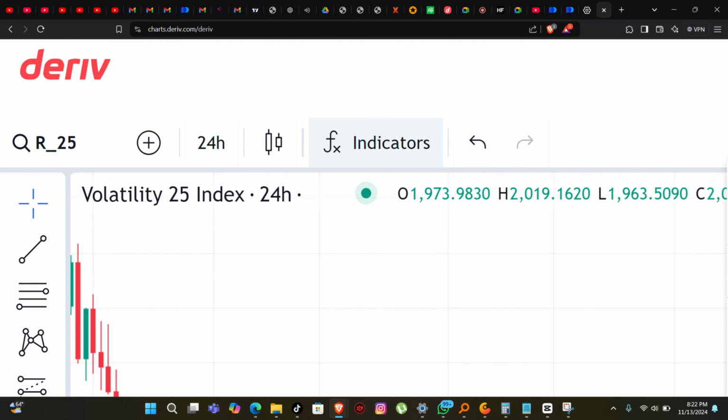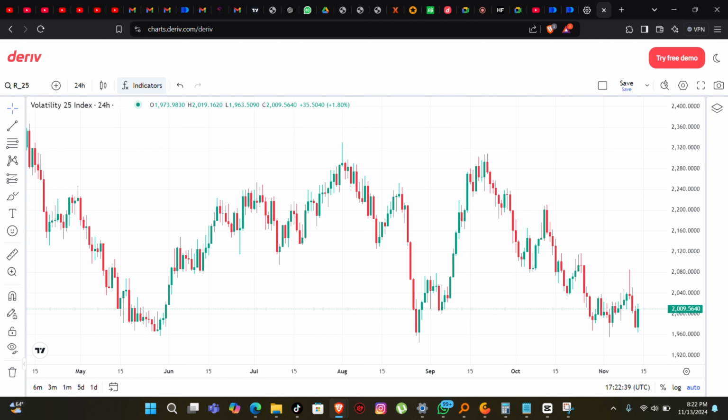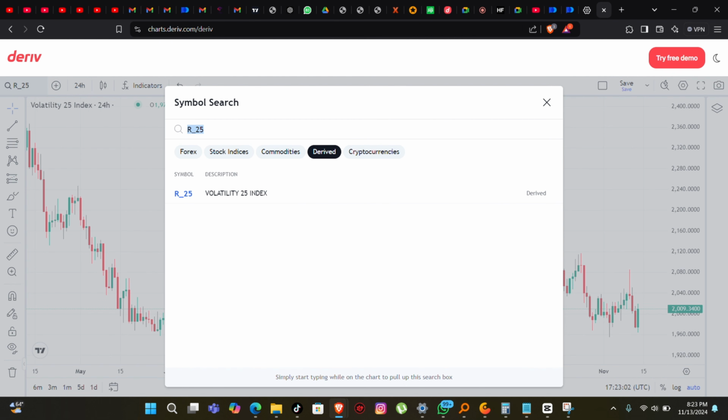So now what we need to do, especially once you get into this market, is understand what you are analyzing. That is the first thing. Assuming we are on the Volatility 25 Index, and we wanted to trade Volatility 50 Index or Volatility 50 (1s), you go here where it is written R25 on your topmost left.